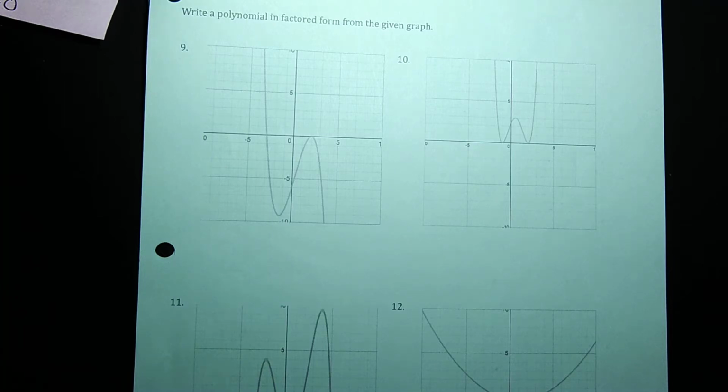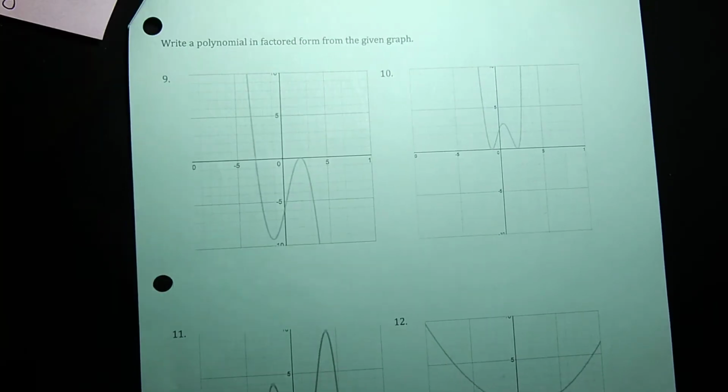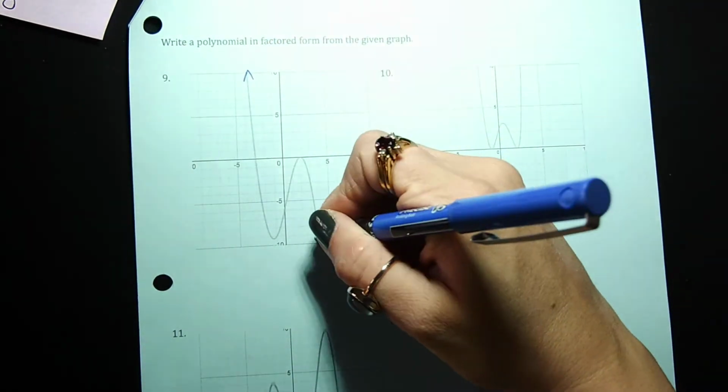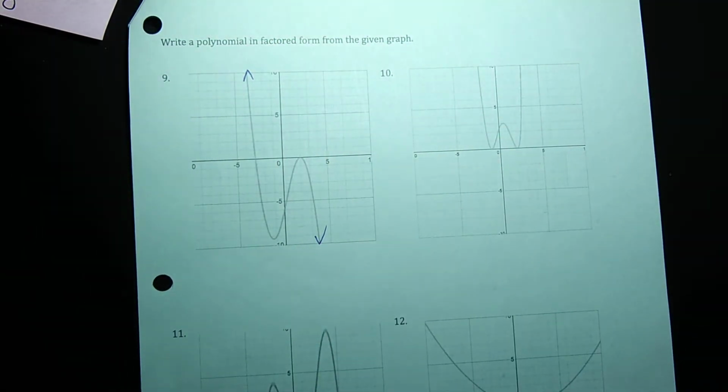All right, everyone. So guided practice, page 3. And let's look at number 9. Writing the polynomial in factored form from the given graph. Looking at the end behavior, what is the degree of this polynomial? Even or odd?